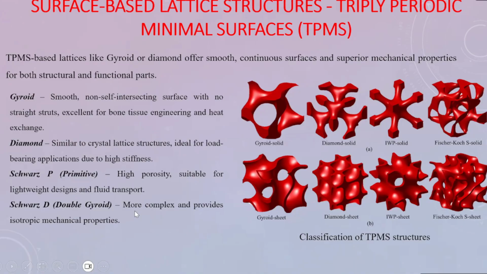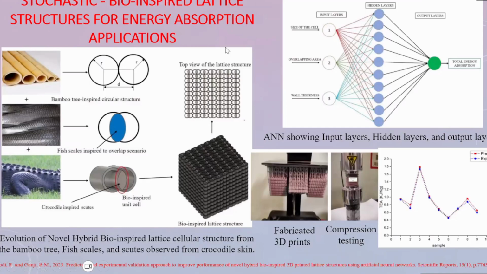That also requires high skill. And the more complex ones also provide isotropic mechanical properties. Isotropic means the same mechanical properties along the X, Y, and Z directions of the unit cell. It can also be a lattice structure inspired by biological structures. Here you can see this bamboo. This bamboo structure is round-shaped, so you can also create a lattice structure like this Venn diagram lattice structure, which is mimicking the bamboo.